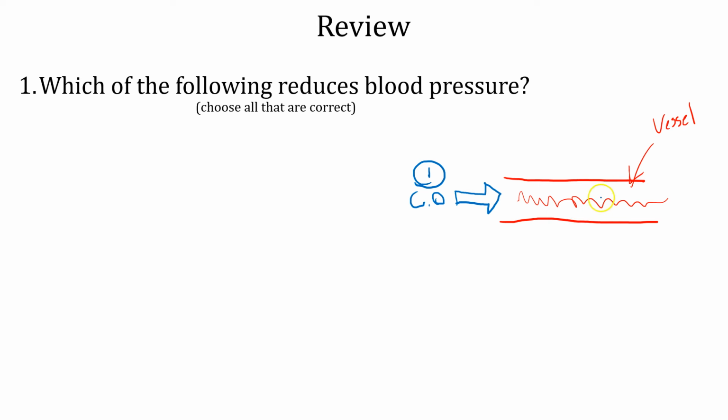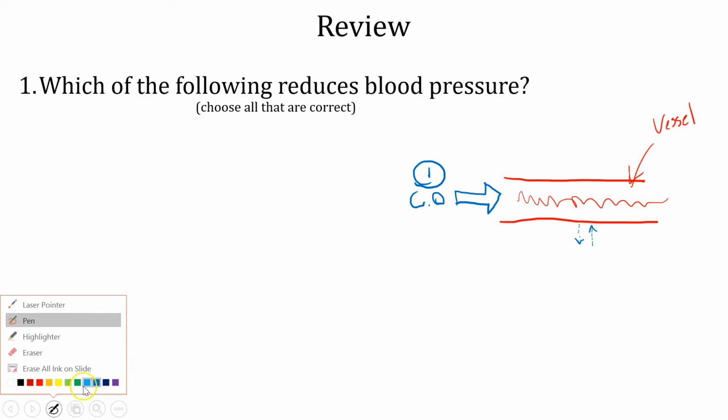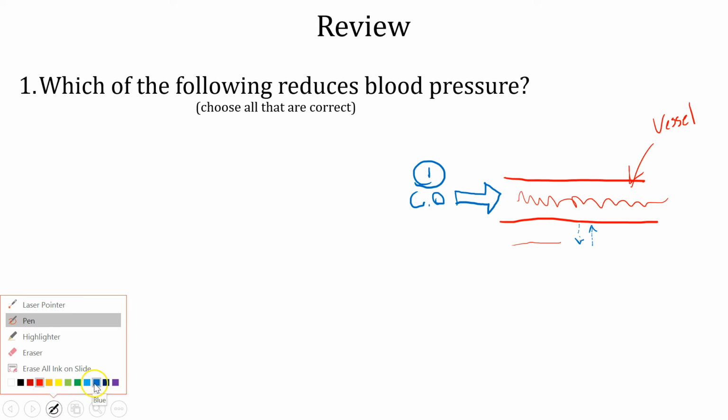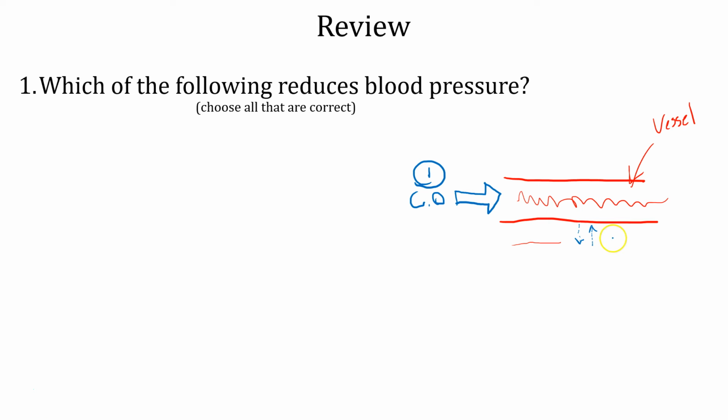Another thing that can happen, though, to reduce or increase the pressure in here is to change the size of the vessel. So you could either increase or decrease the size of the vessel. And this is going to get to this idea of resistance. The more you shrink a vessel, the more resistance it has, meaning it's harder for stuff to get through it, and that also is going to increase the pressure. So size.